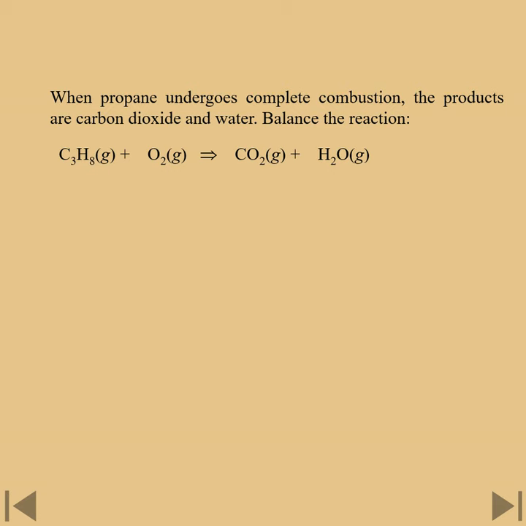Okay, when propane undergoes complete combustion, the products are carbon dioxide and water. And one has to balance the reaction. And again, any combustion reaction, we let oxygen be last. So we start with carbon. 3 on the left, 1 on the right. What's your least common multiple? 3. So how many goes on both sides? 3.